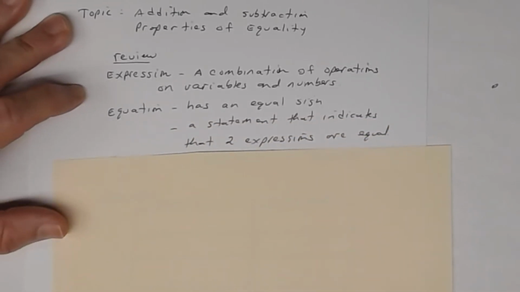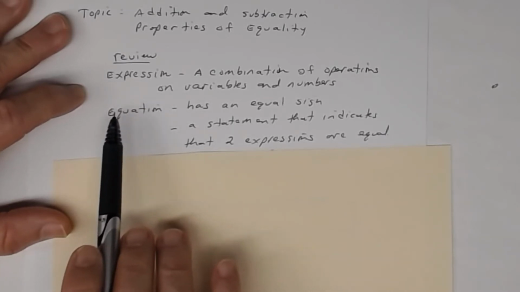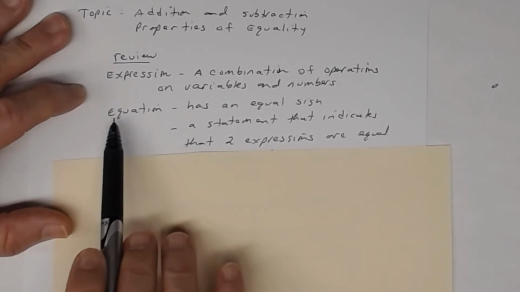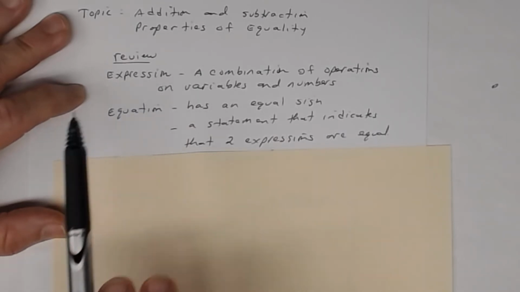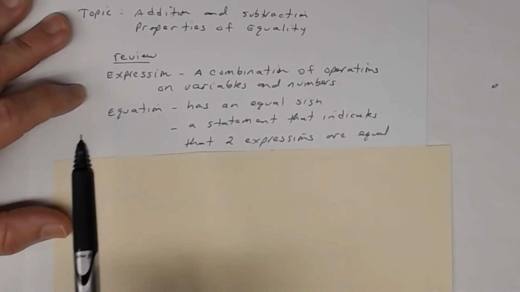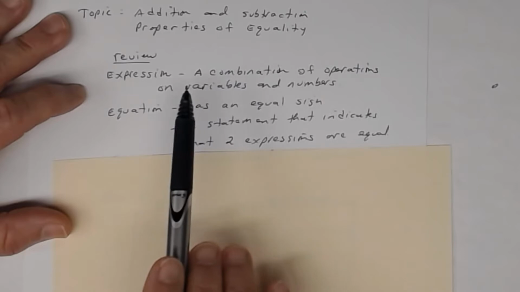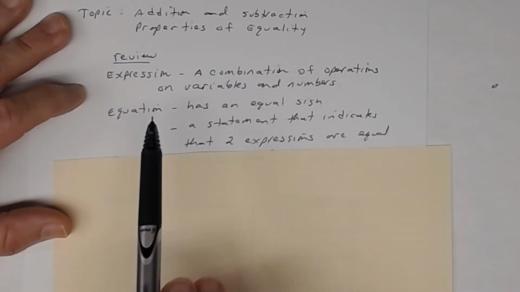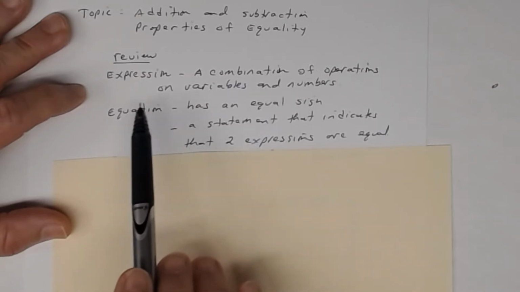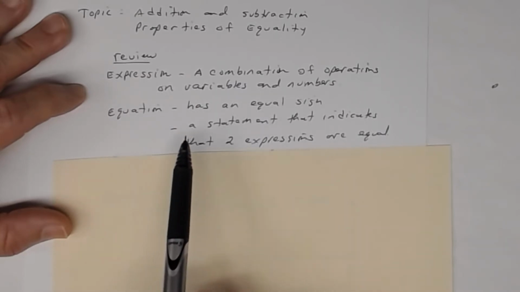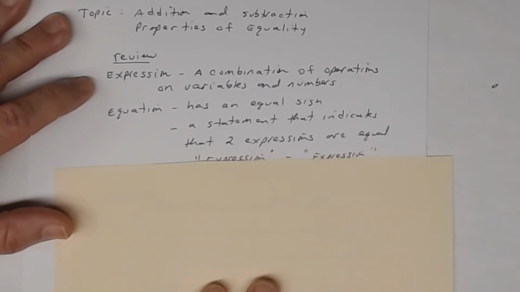Okay, so an expression, and it's important you know the difference between the two, because certain operations you do with an equation you can't necessarily do with just an expression, so you have to be careful. So an expression is a combination of operations on variables and numbers. An equation has an equal sign. It must have an equal sign. That's what we call it, an equation. And an equation is a statement that indicates that two expressions are equal.